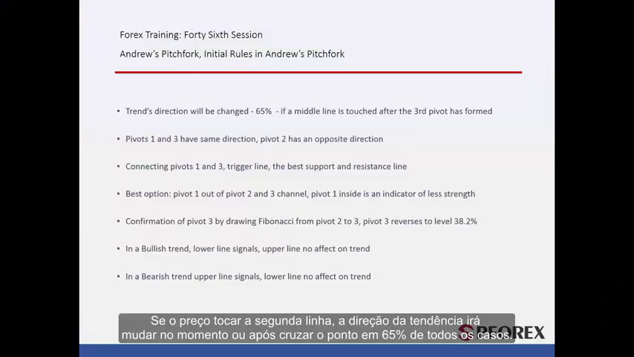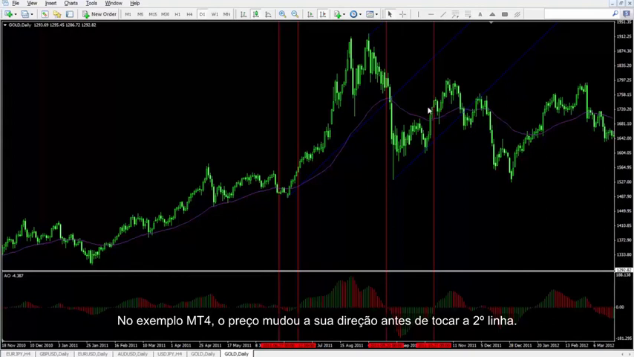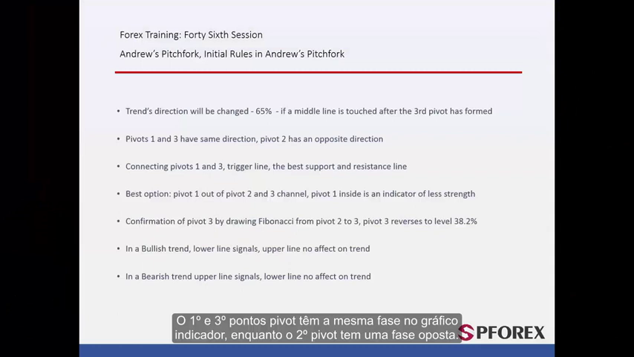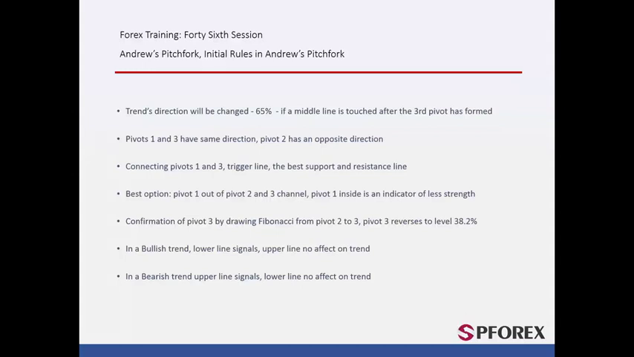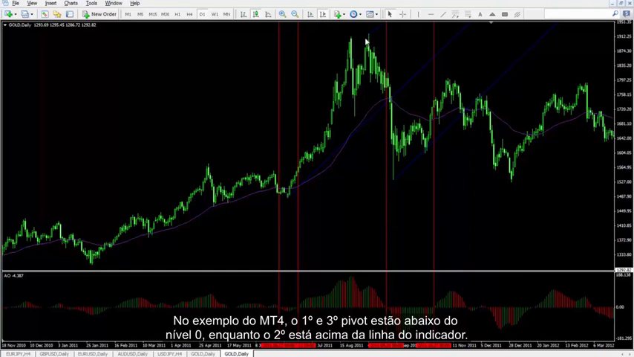If a price touches the second line, trend direction will change on or after the cross point in more than 65% of all cases. On the MetaTrader 4 example, price has changed its direction before touching the second line. The first and third pivots have the same phase on an indicator chart, while the second pivot has an opposite phase. In the MetaTrader 4 example, the first and third pivots are under level 0, while the second is over this line in the indicator.